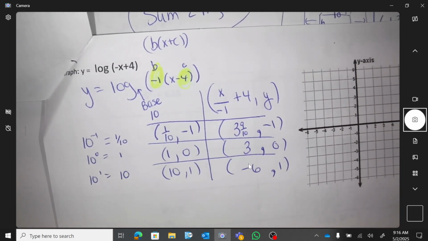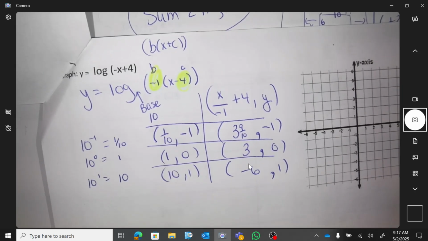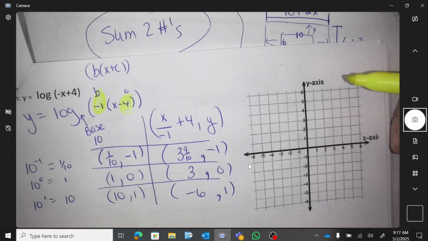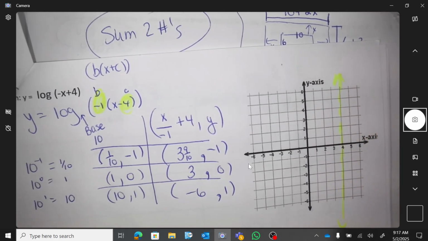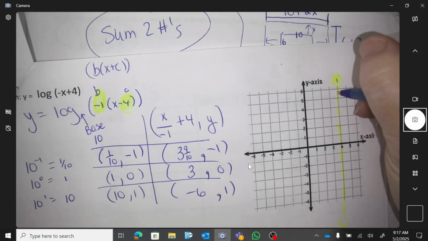Okay, so we have to have a vertical asymptote. Where? Was there anything that moved it from the middle? Yeah. It's at 4. It got moved 4 to the right. So there's my vertical.